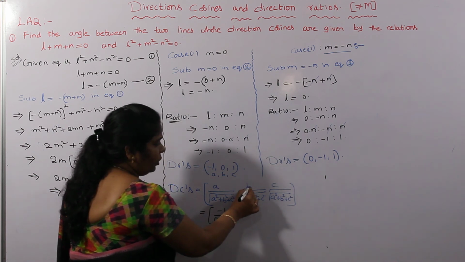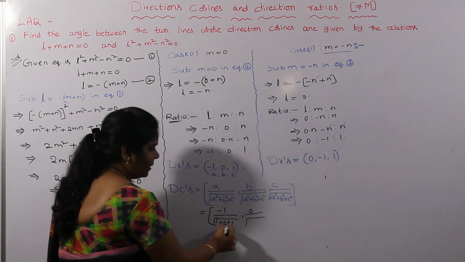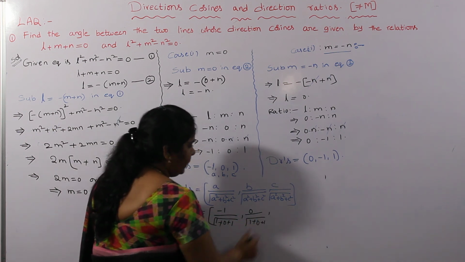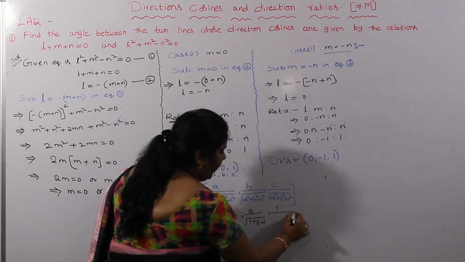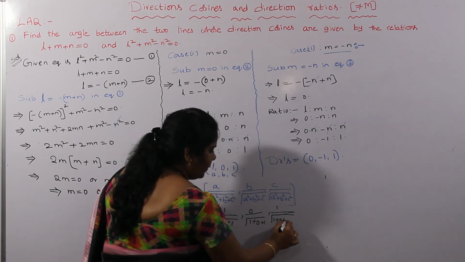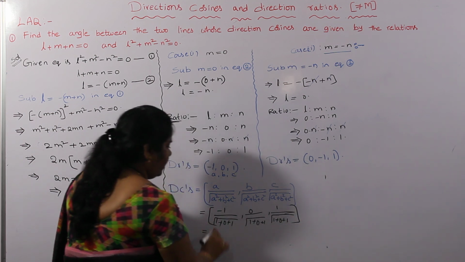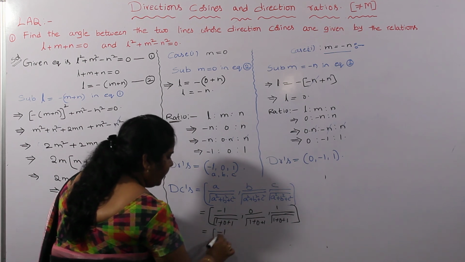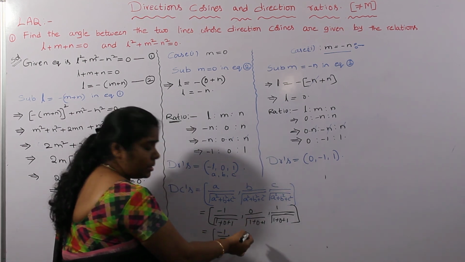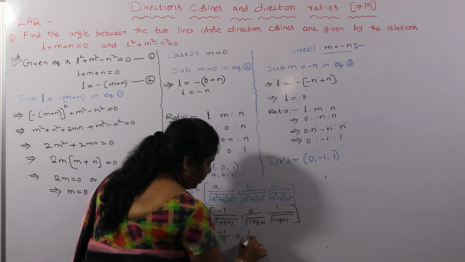Similarly, b is equal to 0. 0 by the denominator, take it as it is, 1 plus 0 plus 1. c is equal to 1 by root over the denominator, as it is, 1 plus 0 plus 1. From this, minus 1 by root of 1 plus 1 is root 2. Here also 0 by something is 0. Here also we get 1 by root 2.